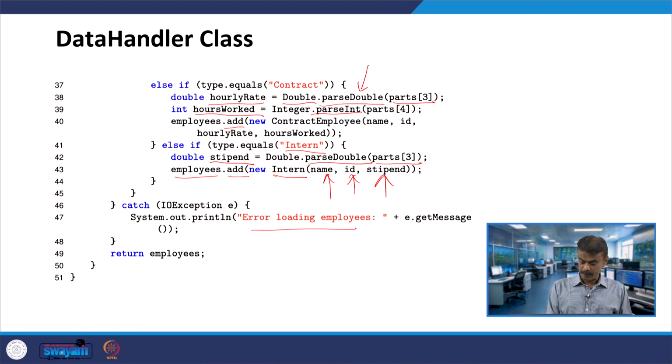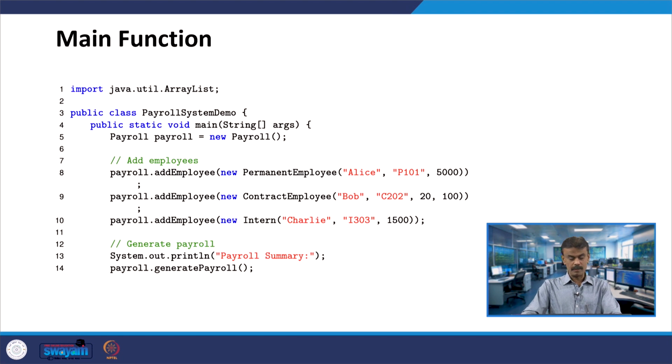So, error loading employees and whatever the message, that message will be printed. Otherwise, it will return employees. So, now go to the main program. This is a driver class and payroll is an object under the payroll class. Here you have the constructor payroll, that is a default constructor.